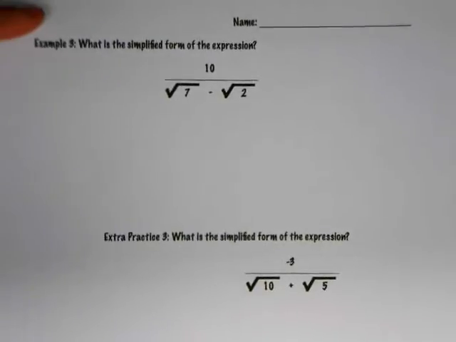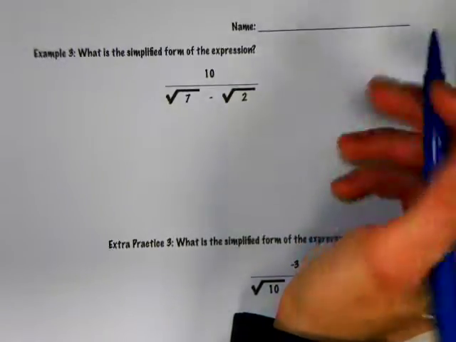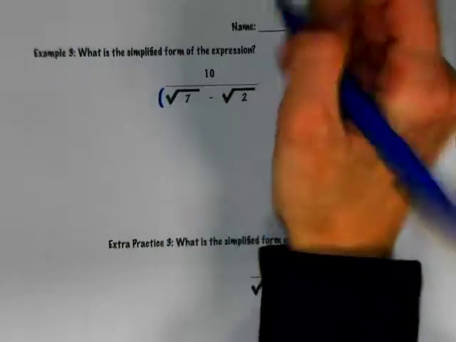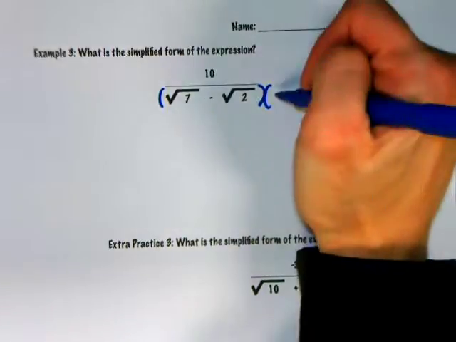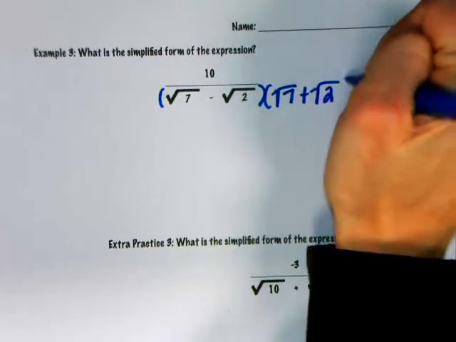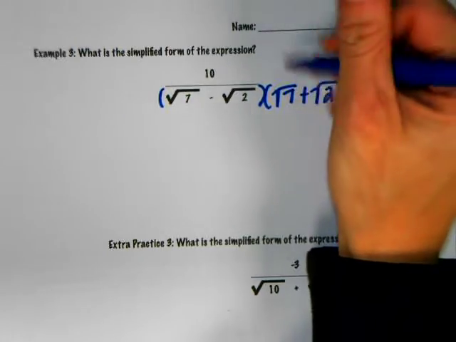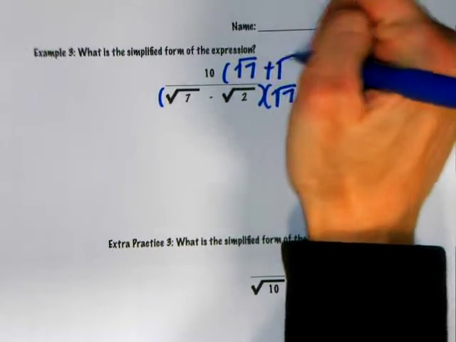All right, so example 3, we're trying to get rid of all the radicals in the bottom of the fraction. So we're going to multiply by the conjugate pair of the bottom. So I like to put this in parentheses like that, and then you're going to add on another set of parentheses of the conjugate pair. So radical 7 plus radical 2. And you always have to multiply the top by the exact same thing as the bottom. So multiply this by radical 7 plus radical 2.